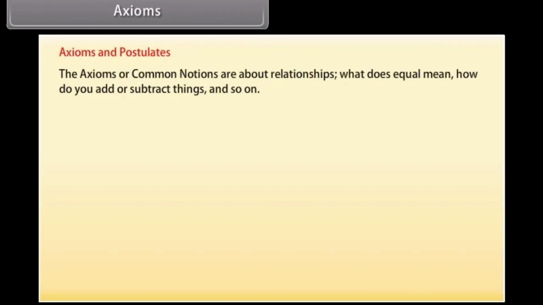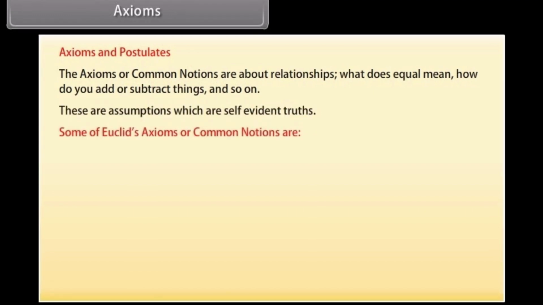Axioms. Euclid describes axioms and postulates, which we will discuss here. The axioms or common notions are about relationships. What does equal mean? How do you add or subtract things? And so on. These are assumptions which are self-evident truths. Some of Euclid's axioms or common notions are: 1.